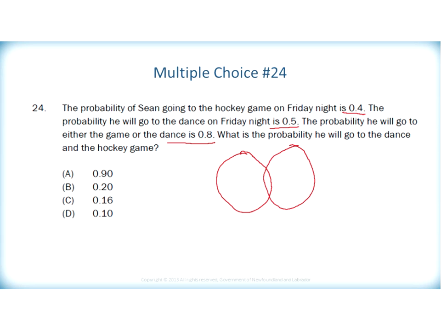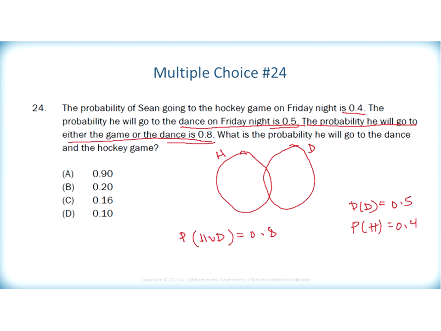So we have, he's going to the hockey game and the dance, and we see the probability that he will go to the hockey game or the dance. It says the probability he will go to either, which implies a union, is equal to 0.8. The probability he will go to the dance is 0.5. The probability he will go to the hockey game is 0.4. This gives us a total of 0.9.